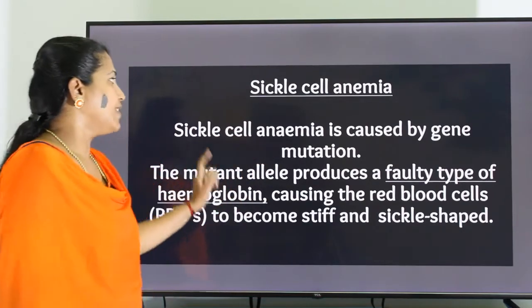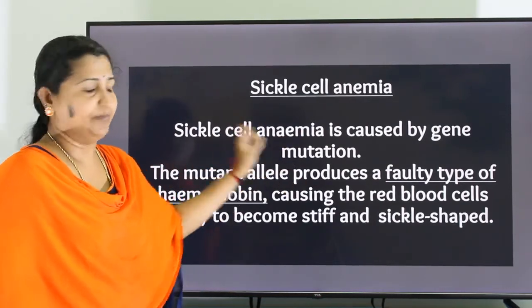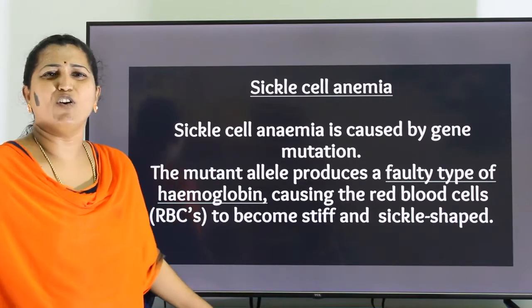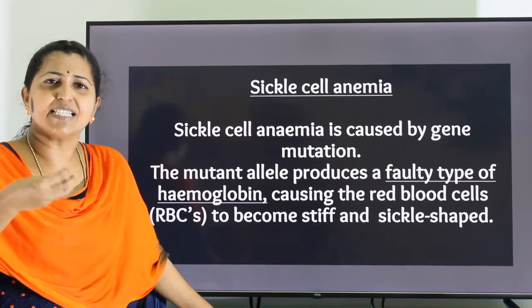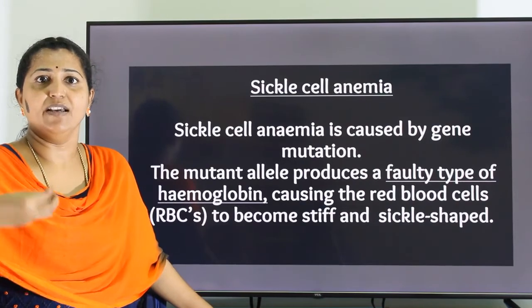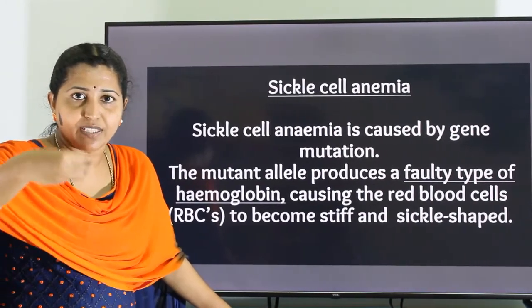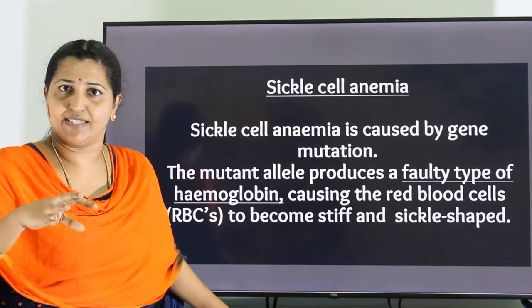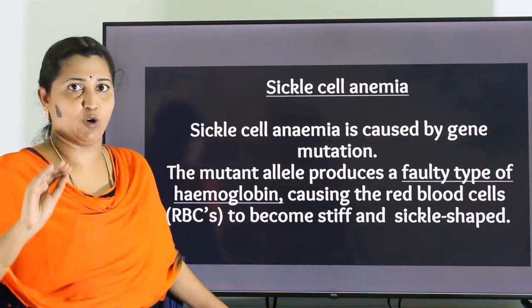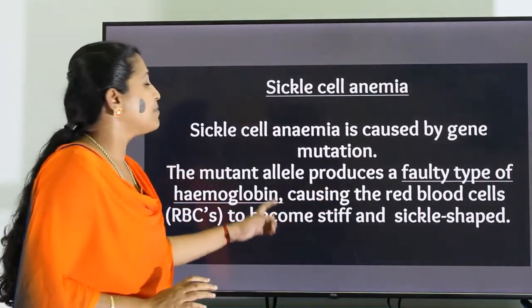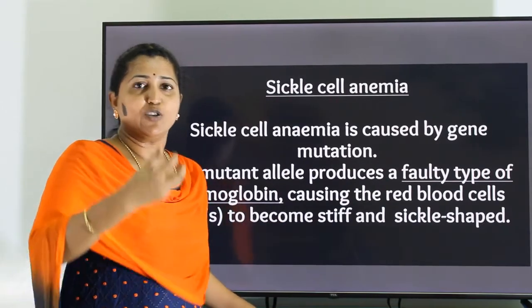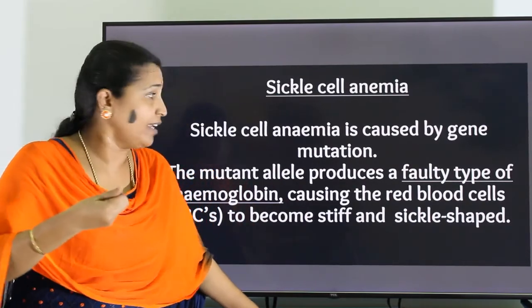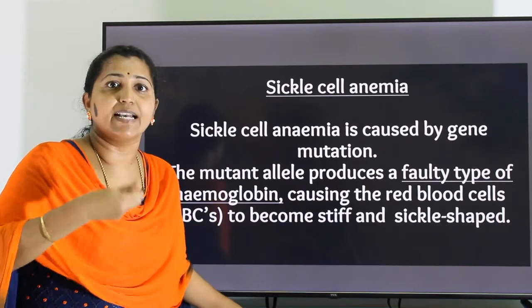Now we can see sickle cell anemia in detail. We know sickle cell anemia is caused by gene mutation. Here, the mutant allele produces a faulty type of hemoglobin. What is the meaning of faulty type of hemoglobin? It means there are some changes in the structure of the particular gene. Because of the change in the structure of the gene, the hemoglobin produced also has some defects, so we call it faulty hemoglobin, causing the red blood cells to become stiff and sickle shaped. If the hemoglobin is faulty, what about the RBC produced? It will be stiff as well as sickle shaped.